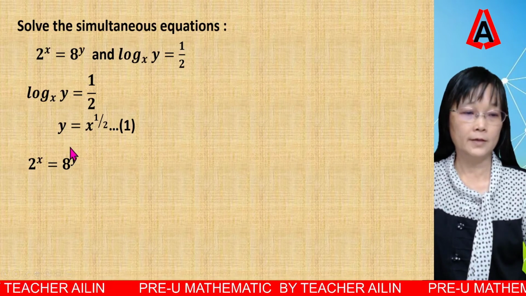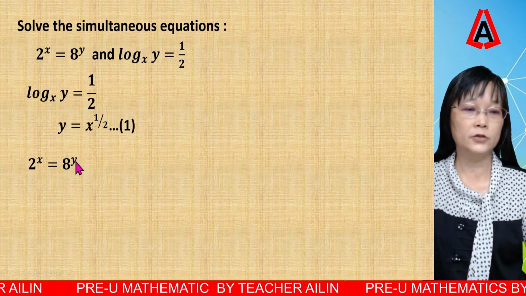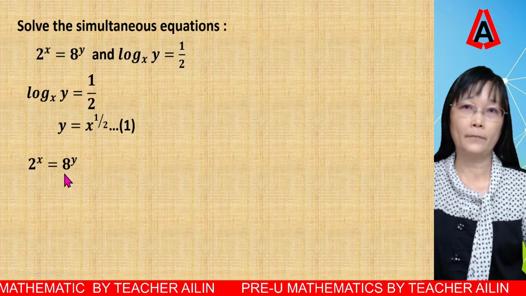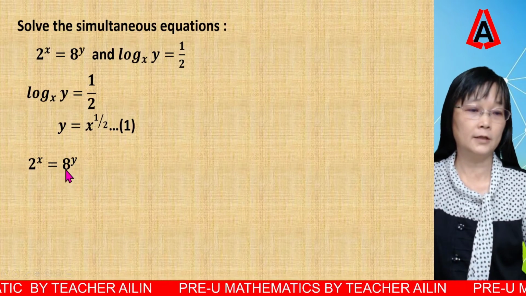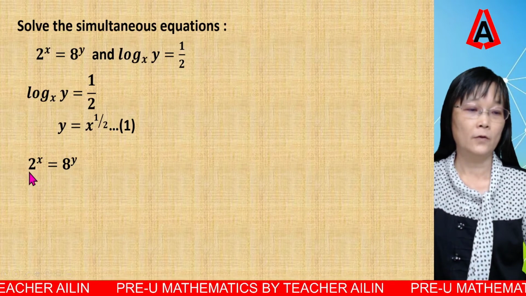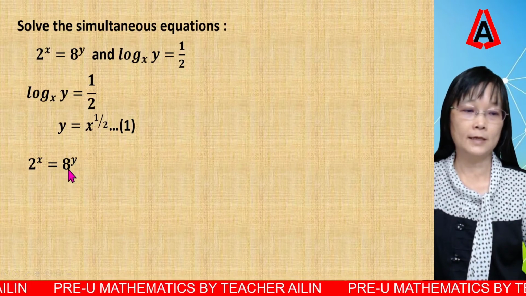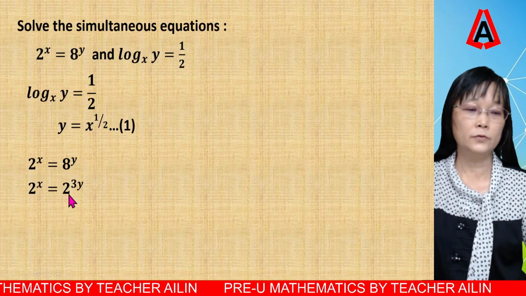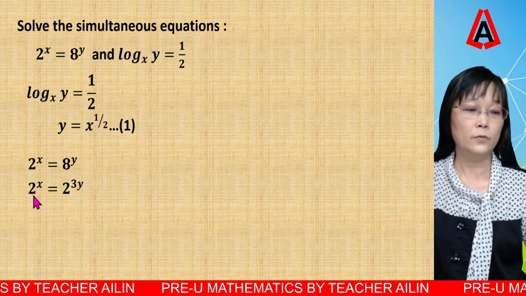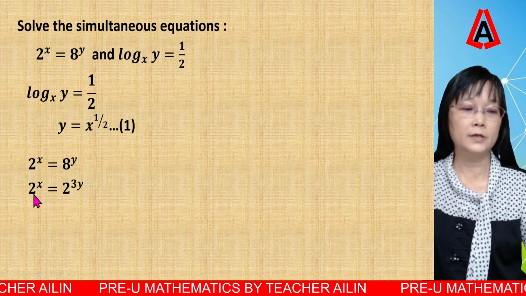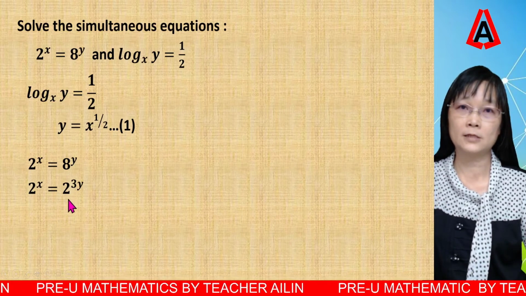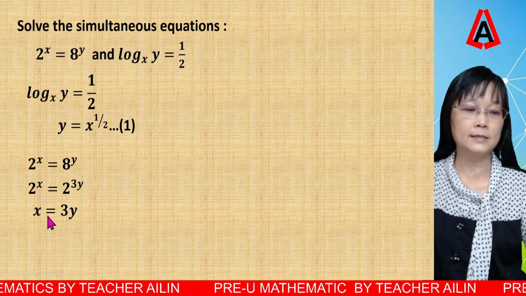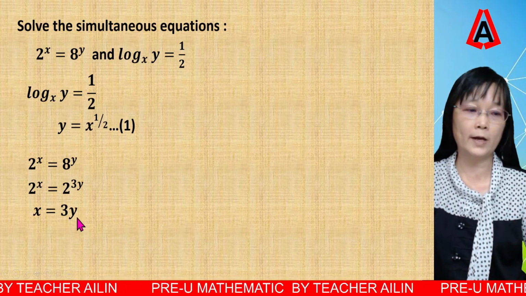Now I go to the other equation. Before I can substitute the y into the second equation, I think I better settle the base, because I found that the base is different. One is 2, one is 8. But now 8 I'm going to change to 2 power 3. So when changed to 2 power 3, now the base is the same, that is 2. So when the base is the same, it means x is equal to 3y.